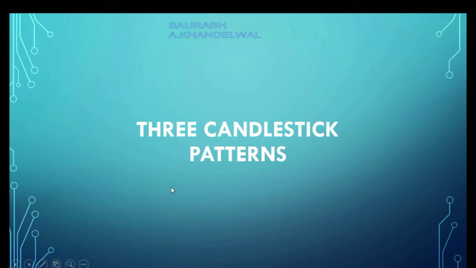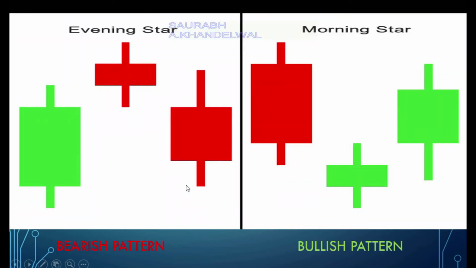So next is the 3 candlestick pattern. As we talked about 2, now the 3 candlestick pattern means a pattern which has 3 candles all together. So we'll see only the most important ones. Though there might be some other significant patterns, for the sake of simplicity, we'll be discussing the 2 most important. One is evening star, which is a bearish pattern, and another is morning star, a bullish pattern.